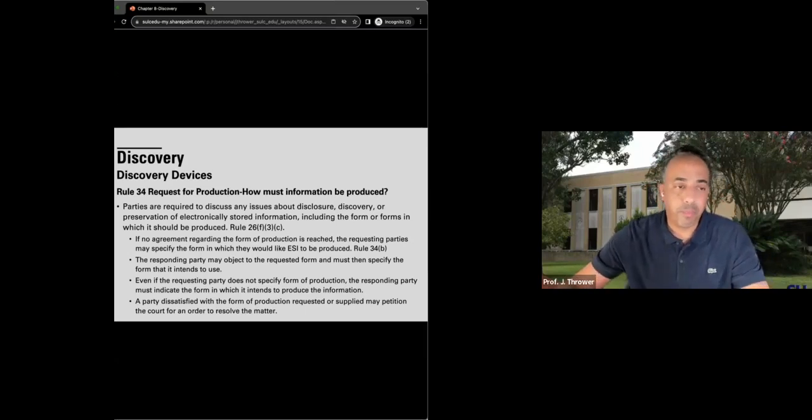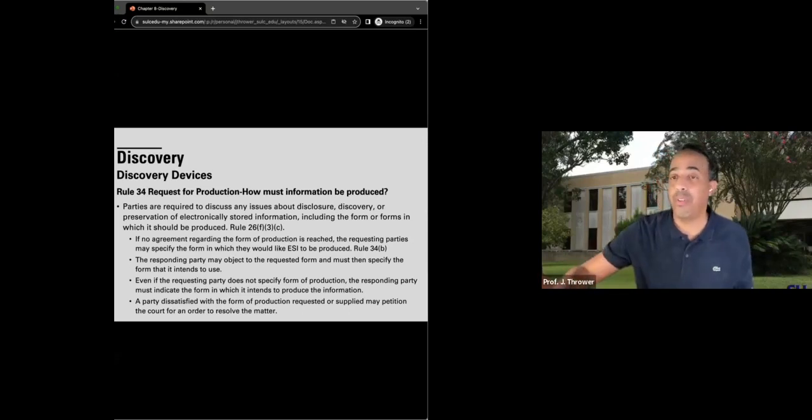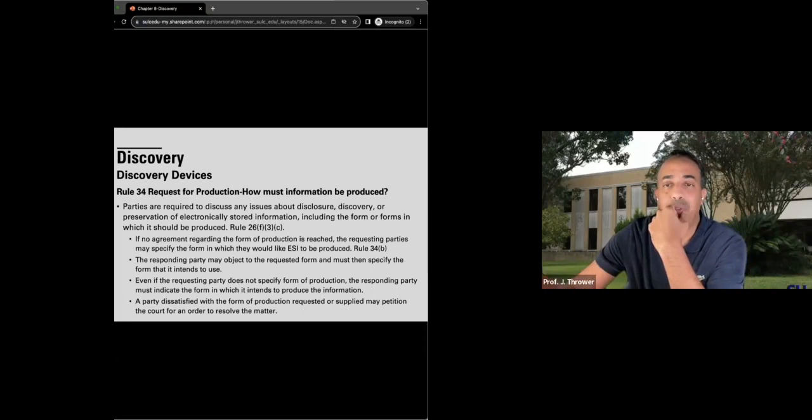If the parties are unable to reach an agreement regarding the form of production, then the requesting party may specify the form in which they would like the ESI, or electronically stored information, to be produced. This is according to Rule 34(b). In that instance, the responding party may object to the requested form, and if the responding party so objects, it must then specify the form that it intends to use to produce the requested information.